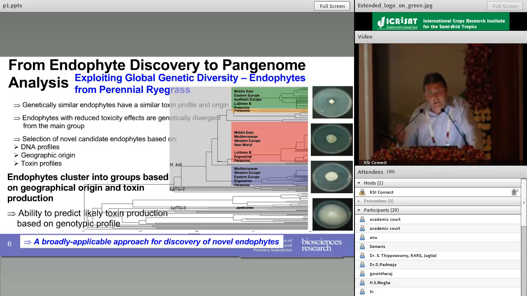So in a sense, it's a broadly applicable approach for the discovery of novel endophytes, and we have used that not only in perennial ryegrass but also in tall fescue, as well as in warm season grasses such as brachiaria. And in that manner, we built up a broad-based germplasm collection of novel and genetically diverse endophytes.